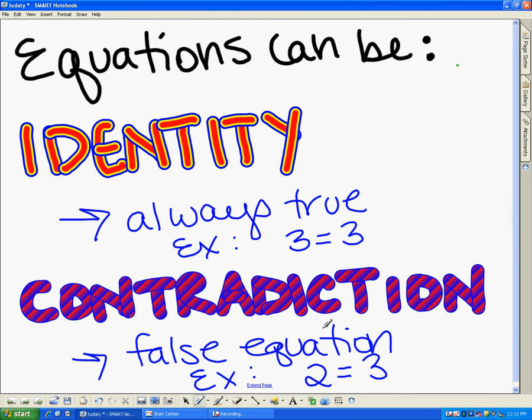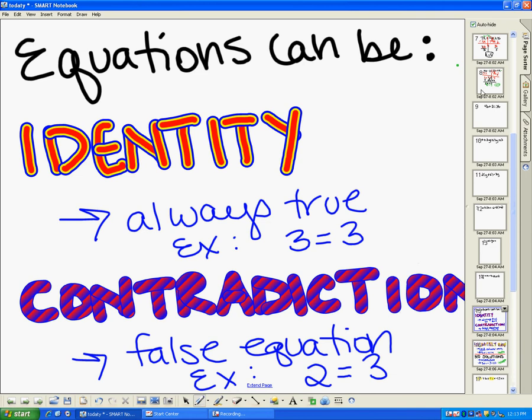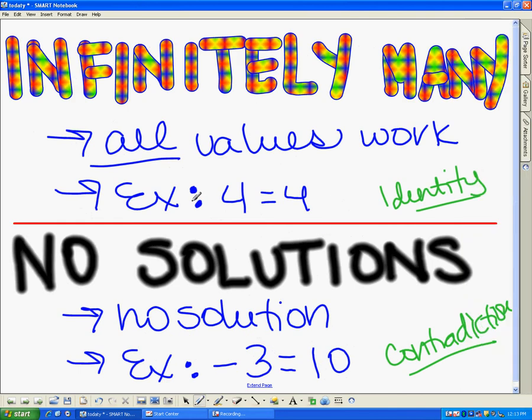Contradiction means it's a false equation, and the left and the right side do not match. 2 is not equal to 3. 2 will not ever be equal to 3. So that's called a false equation because the answers contradict each other. So when this happens, if you have the identity where you have the same thing on both sides, that means any value will work. All values work for x.